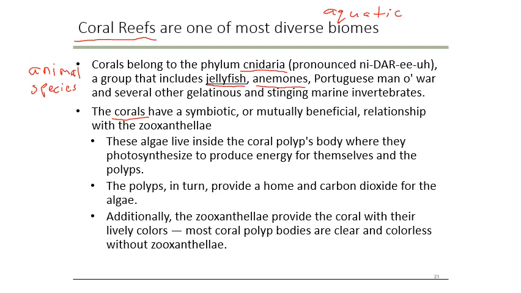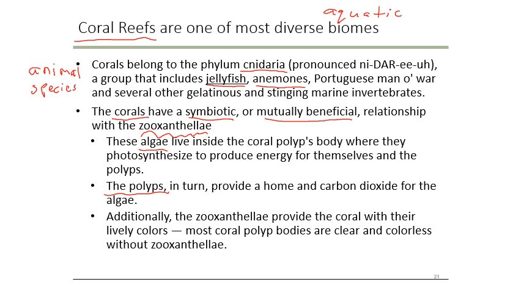But the corals have a symbiotic, mutually beneficial relationship with these other species. Zooxanthellae, these are actually algae. And here the algae and the corals are living together. The algae live inside the coral polyp's body. The algae are photosynthesizing different sugars. And then these sugars, the molecules, are used by both the algae and the coral polyp. And the polyps, in turn, provide a home and carbon dioxide for the algae.